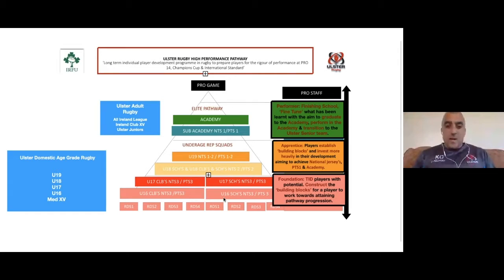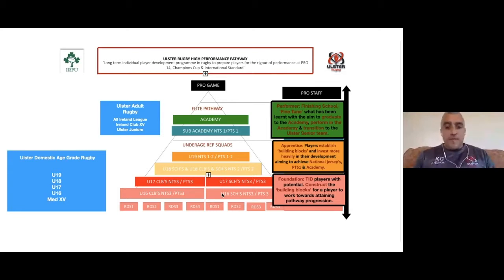As you move up there, you'll see them with our under 18 schools and under 18 clubs. For anyone who's external to us and external to Ulster, we have two streams all the way to under 18s. We have a club stream, which is very important to us, which takes in our players who are playing their rugby predominantly with their clubs, and our school stream, who are playing predominantly their rugby with their schools.